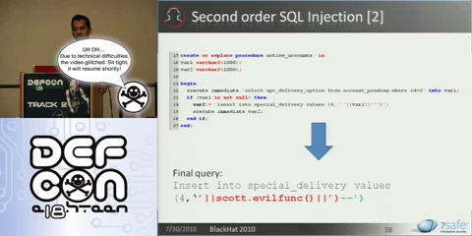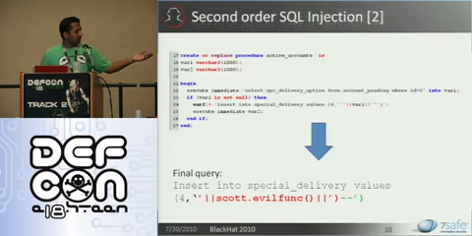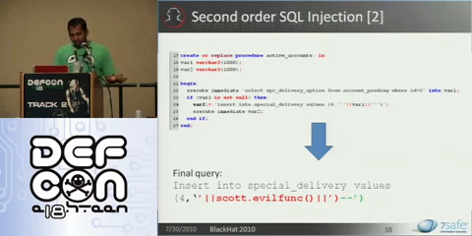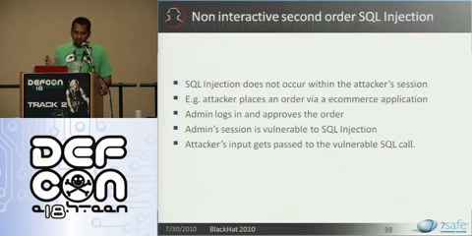So for an admin screen, this is what is possibly going to happen in the admin session. But the bottom line is that the admin user is trusted. So even if the malicious user injected something which will dump the database version or any sensitive data, that would be dumped on the admin user screen and not on the attacker screen. So this is what I call a non-interactive second-order injection. There is definitely a problem. There is definitely a SQL injection, but it does not occur within the attacker session.